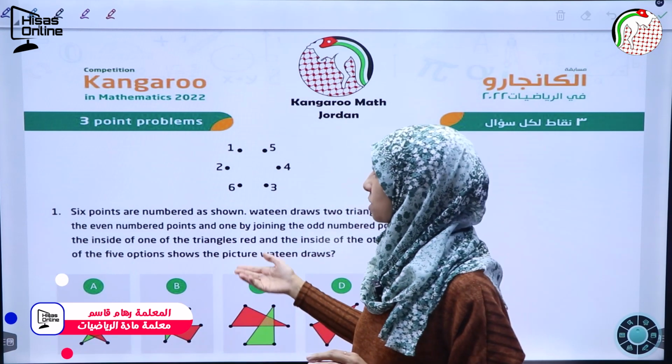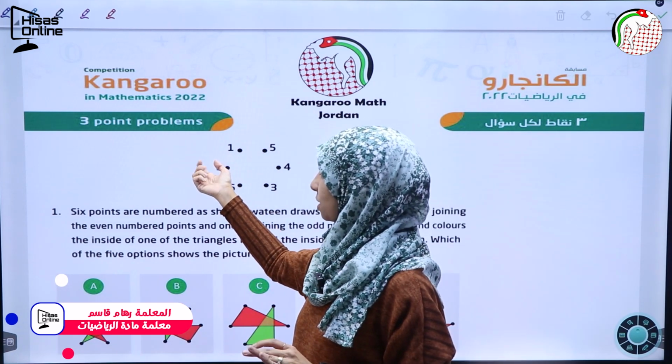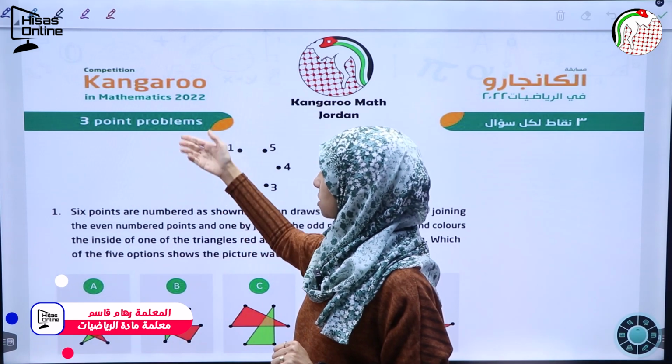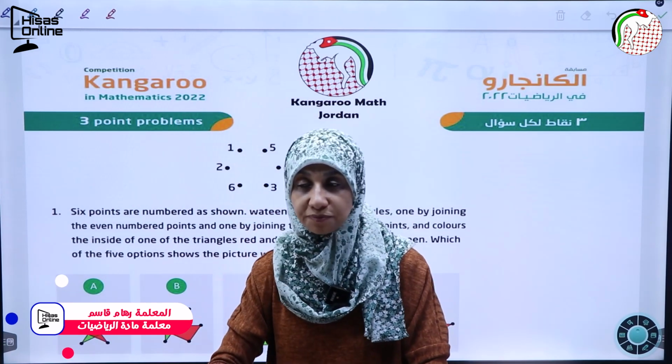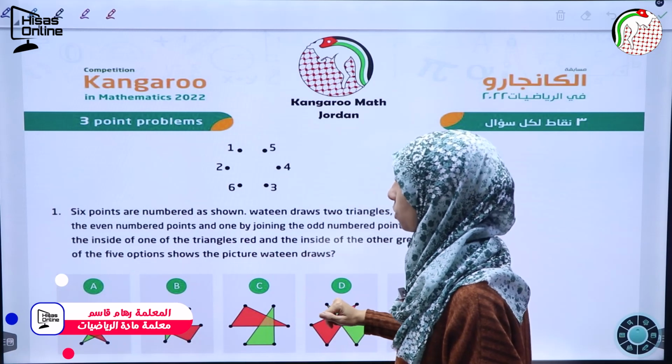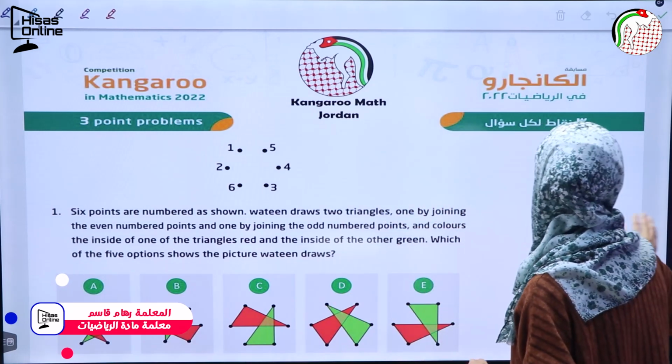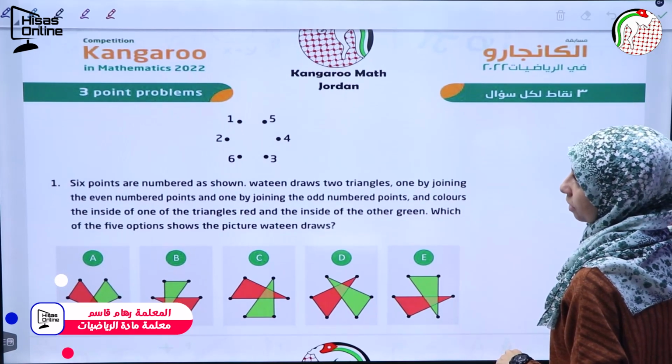In this session, we will start with the Kangaroo mathematics questions for 2022. Let's start with question number 1.